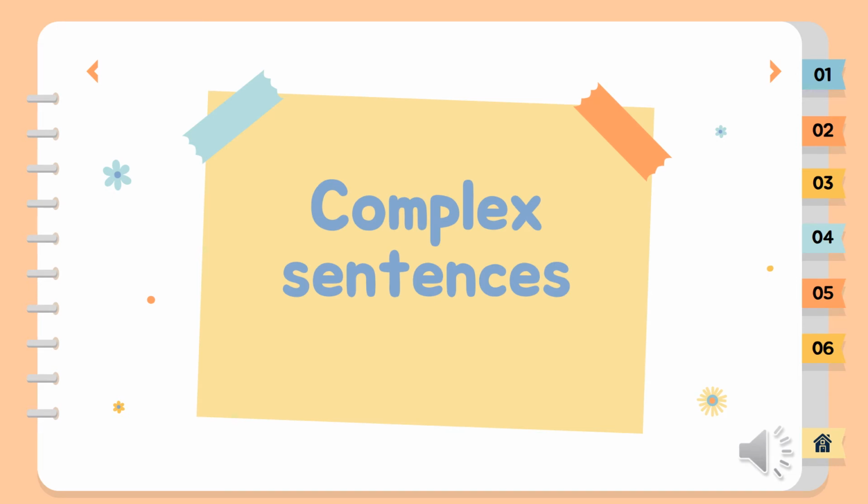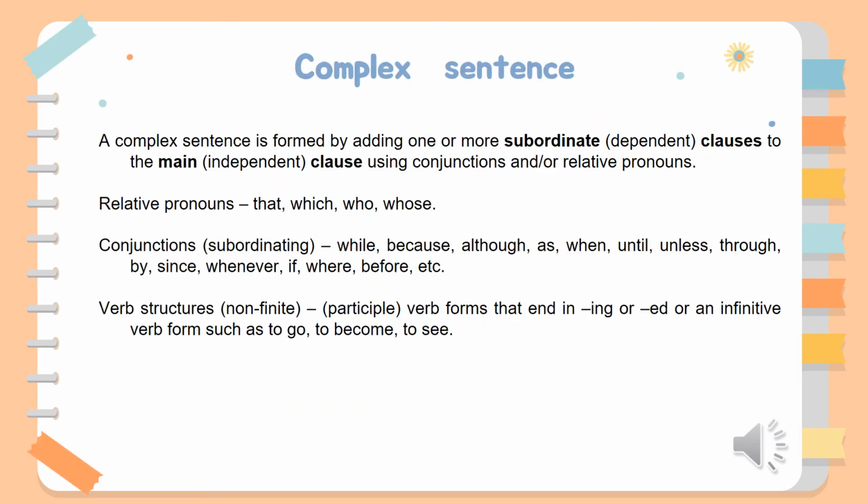And finally, complex sentences. A complex sentence is formed by adding one or more subordinate dependent clauses to the main independent clause using conjunctions or relative pronouns. Relative pronouns are that, which, who, whose. Subordinating conjunctions are while, because, although, as, when, until, etc.